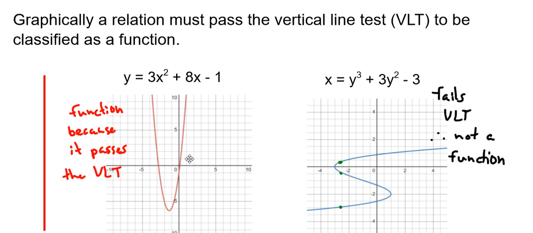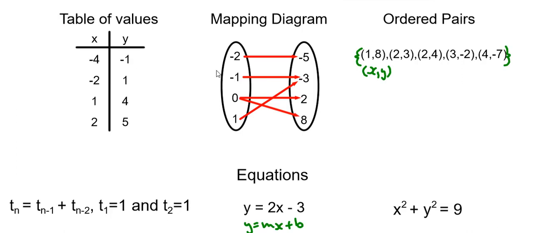So let's take some of these things we've learned and go back to those first few examples I showed you of relations. And let's figure out which ones of these relations are functions and which ones are not. So looking at this table of values, I'm looking for any repeating x inputs that would lead to different y outputs. I don't see that, so this appears to be a function.